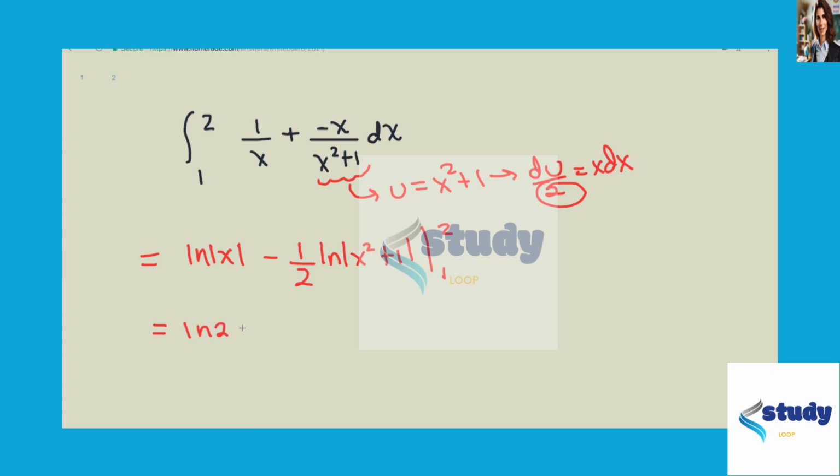Natural log 2, 1/2 ln 5 plus 1/2 ln 2. And then we have 3/2, combining those natural log of 2's. And there's our final answer.